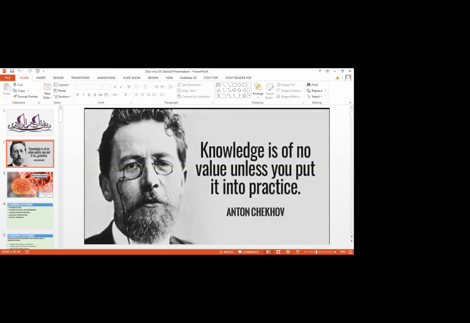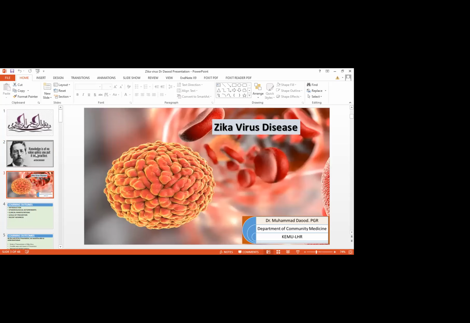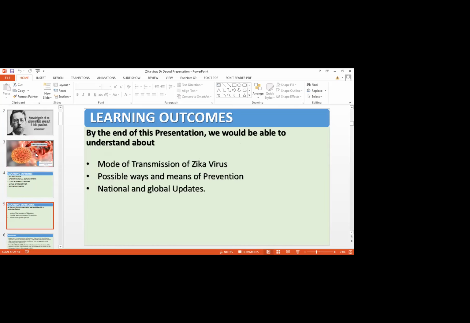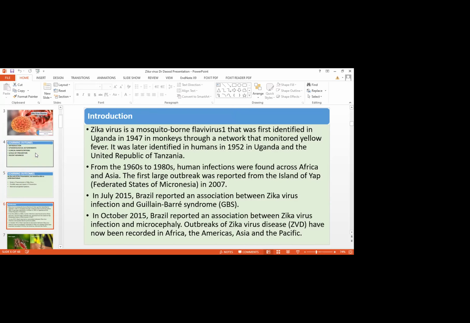Today's topic of presentation is Zika virus disease, and we will cover the introduction of Zika virus, epidemiological determinants, clinical manifestations, levels of prevention, and recent advances about the Zika virus disease. By the end of this presentation, we'll be able to understand the mode of transmission of Zika virus, possible ways and means of prevention of Zika virus, and national and global updates about this disease. Let's start with the introduction.